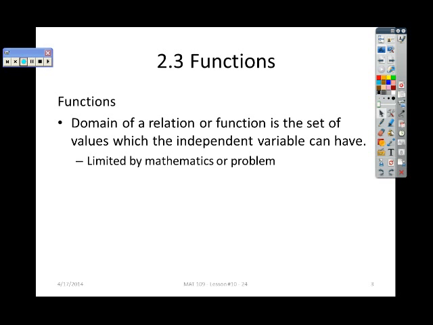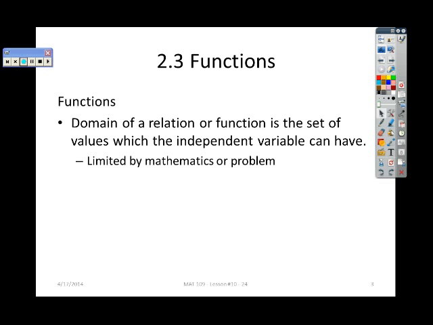can be limited by either mathematics or by the problem. In other words, the values we're allowed to put into this function or into this relation may be restricted. I cannot put a value in which will cause me to divide by 0. That's a mathematical limitation. A problem limitation would be something like, I cannot put in a negative length for a side of a rectangle because there's no such thing.